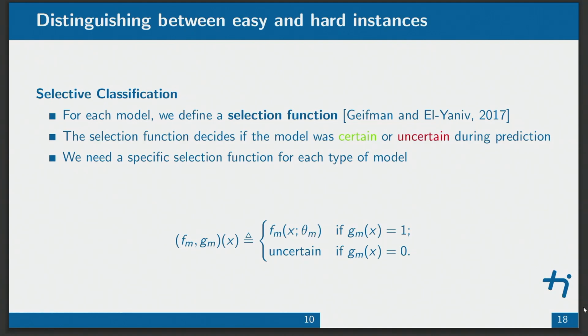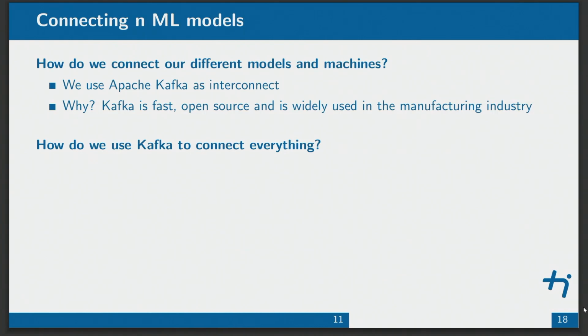Here, as I already mentioned, we need a specific selection function for each type of model. So a support vector machine behaves slightly different compared to a neural network, for example. So we need different selection functions here. But how these selection functions exactly look like, we'll see later. So that was the reliability part.